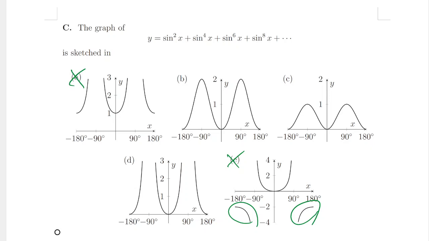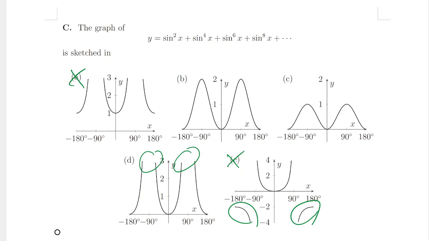Cool. So, last three graphs. What distinguishes B, C, and D? I think the most distinctive feature is that for D, there's some sort of asymptote going on, maybe? Like, there's this break in the graph. Yeah, maybe there's some asymptote going on. So let's check the value of negative 90 degrees and 90 degrees to see what happens there.